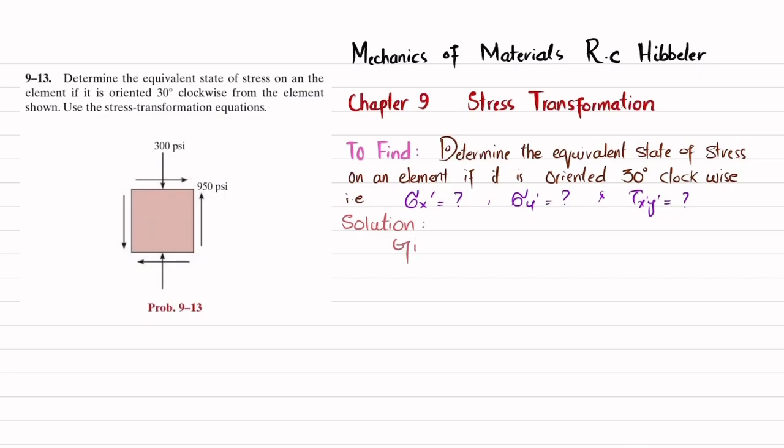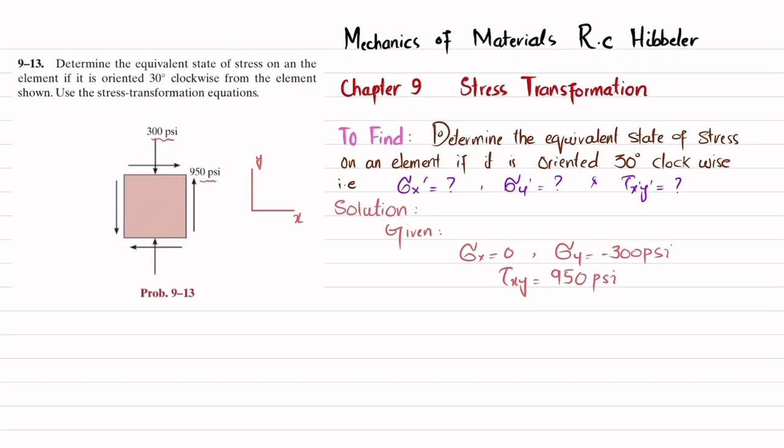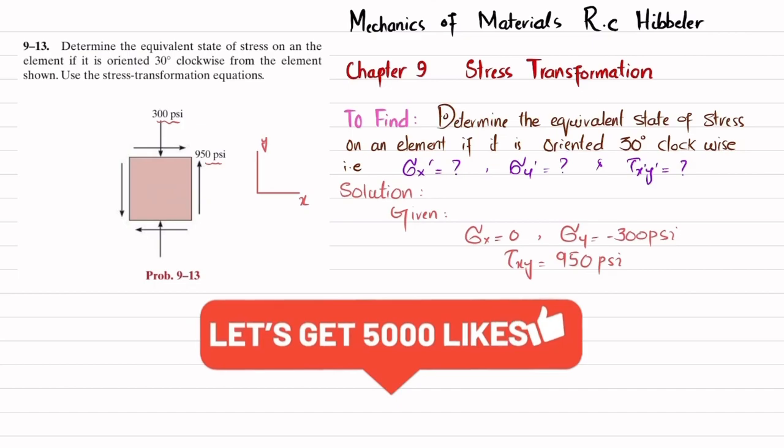So first we have been given that this is the x-axis, clear, and this is your y-axis. You can see along the x-axis we do not have any stress, so sigma x is equal to 0, and sigma y, that is compressive, is minus 300 psi. Also the shear stress, which is tau of xy, is 950 psi. So I will write 950 and it is plus 950 psi.